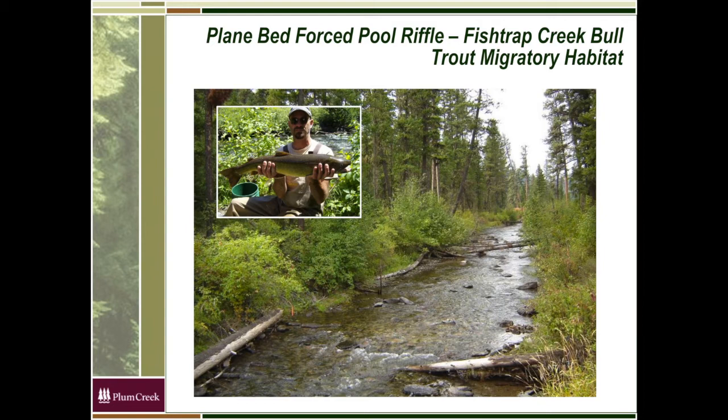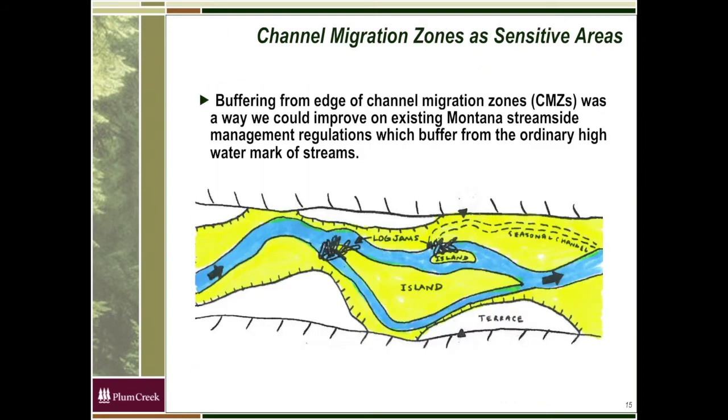This is one of the buoys that we pulled out of there in our surveys. And this is also an area where we've done some experimental wood placement and monitoring to see how that wood structure functions in the stream and how long it stays around. But that's an example of a very important habitat and structure type in our ownership.